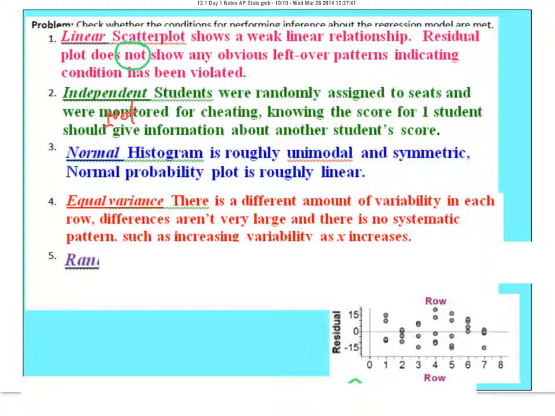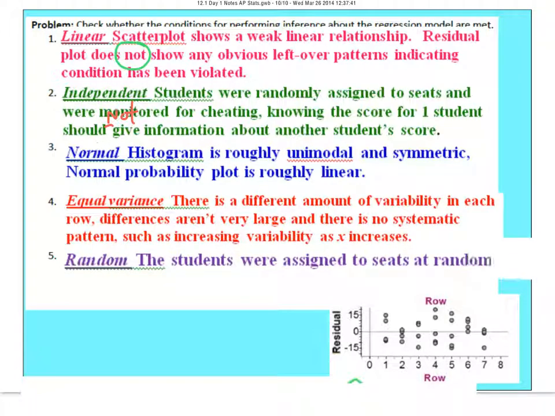And then R for our last component, the students were randomly assigned to their seats, so we're covered in that. That's how you check for the 5 conditions.